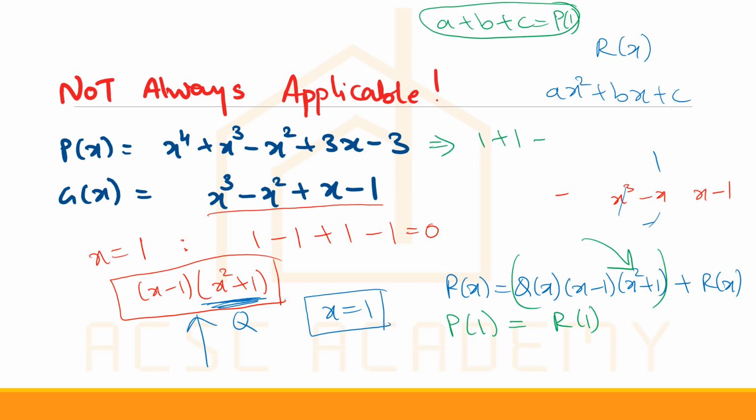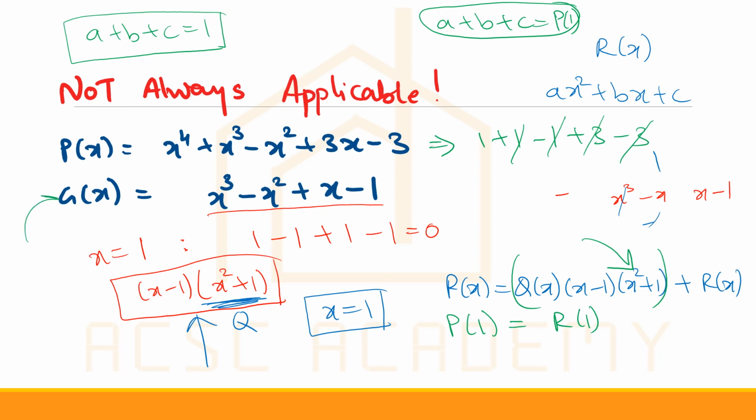1 plus 1 minus 1 plus 3 minus 3, which means 1 itself. So you can only say that a plus b plus c equal to 1. You cannot find the individual values in this case. Only reason being that g of x does not have proper factors.